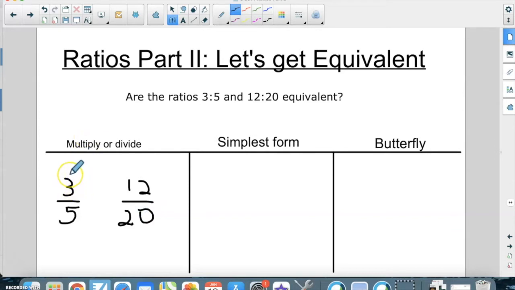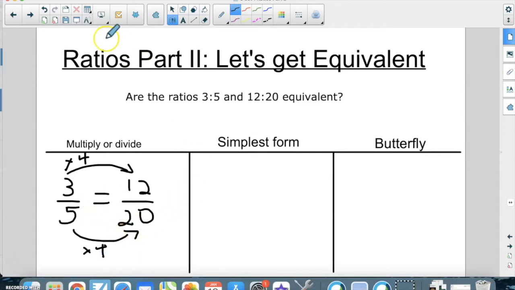Now, how do I go from, I like to start with the smallest to the biggest, because I like multiplying. I know a lot of you would rather multiply than divide. Let's get bigger. So to go from 3 to 12, we'd multiply 3 times 4 is 12. Now let's see if it works here. 5 times 4 does equal 20. So yes, these 2 ratios are equivalent.